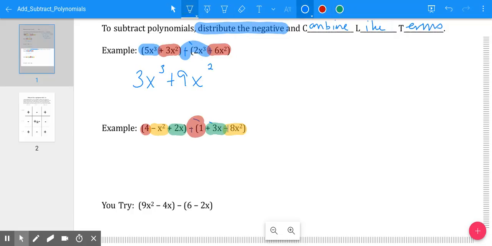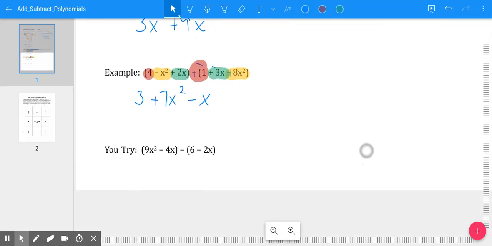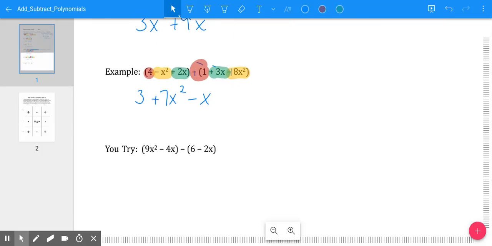So combining all those together, I'll write this one out of standard form just to show you that that is acceptable. So 4 minus 1 will give us 3. Negative x squared and positive 8x squared will give us plus 7x squared. And positive 2x and negative 3x gives us minus x. So go ahead, you can try the you try problem here at the bottom, and then we'll do a little bit of practice with this.